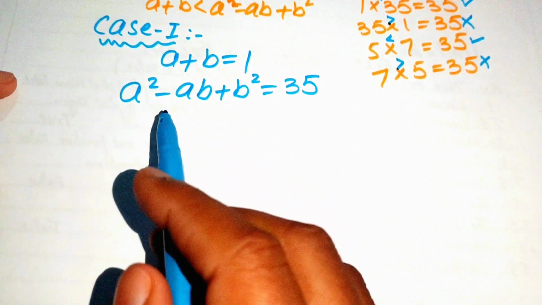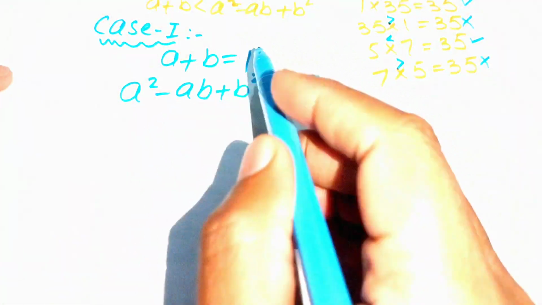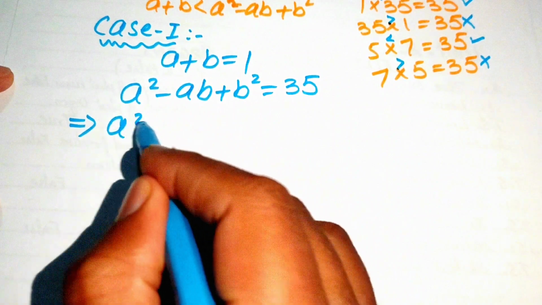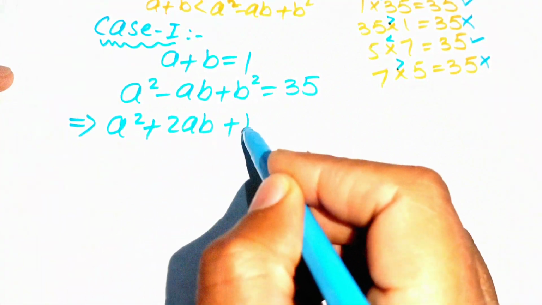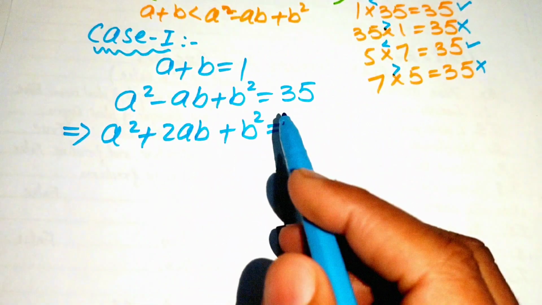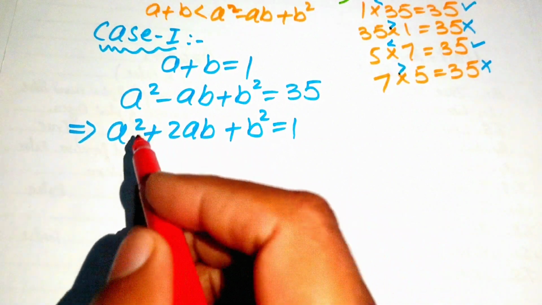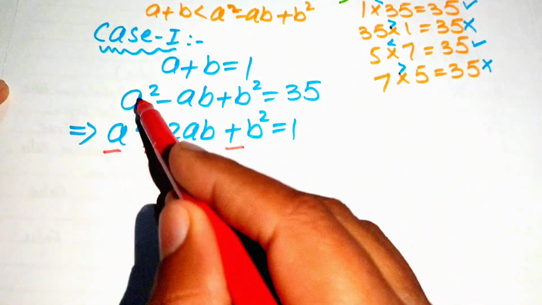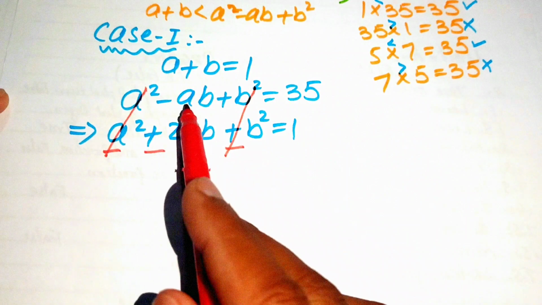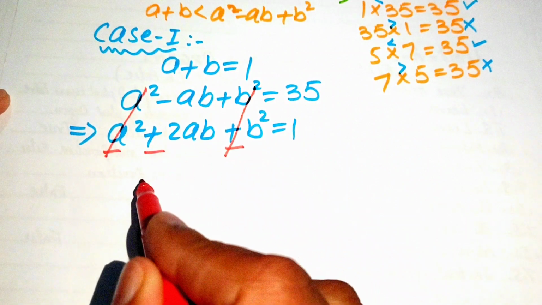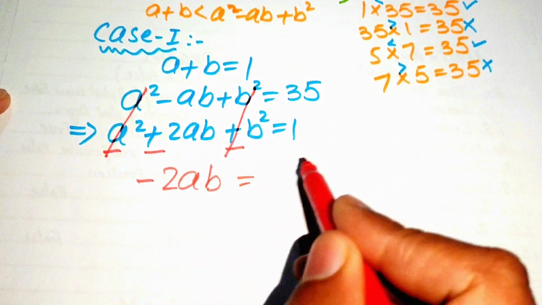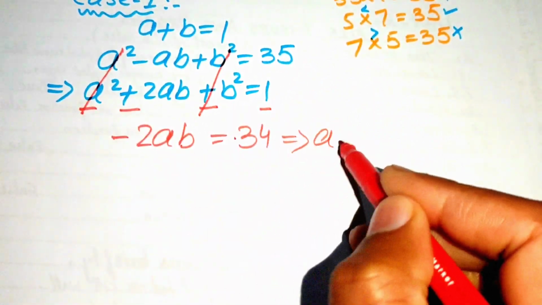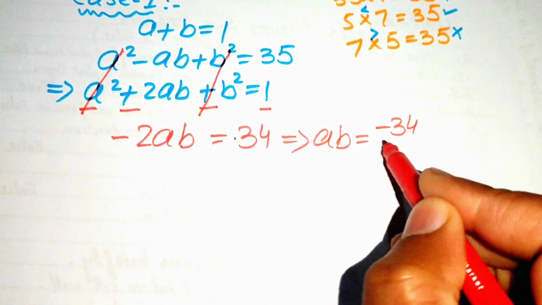First we take the square of a plus b on both sides, and we get a squared plus 2ab plus b squared equals 1. Now we subtract these two equations, so this is negative, this is negative, and also this is negative. You see that the a squared and b squared terms cancel, and we add these two: 1 minus ab and minus ab equals minus 2ab, and it equals 34. So we get the value of ab equals minus 34 over 2.